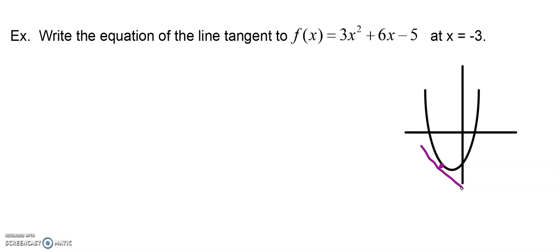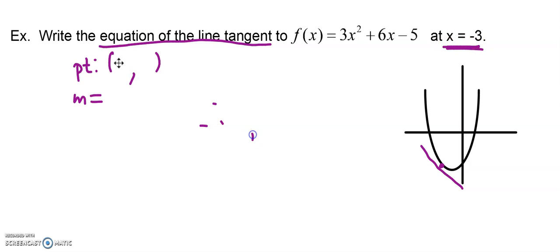Well, to do this problem without actually having to graph it, the first thing I know if I'm writing the equation of my tangent line, I know I need a point that's on my line, and I need my slope. Now, in this case, my point, I'm not given the full point. I'm only given half of the point. I'm given the x-coordinate to be negative 3. I still have to find the y-coordinate.